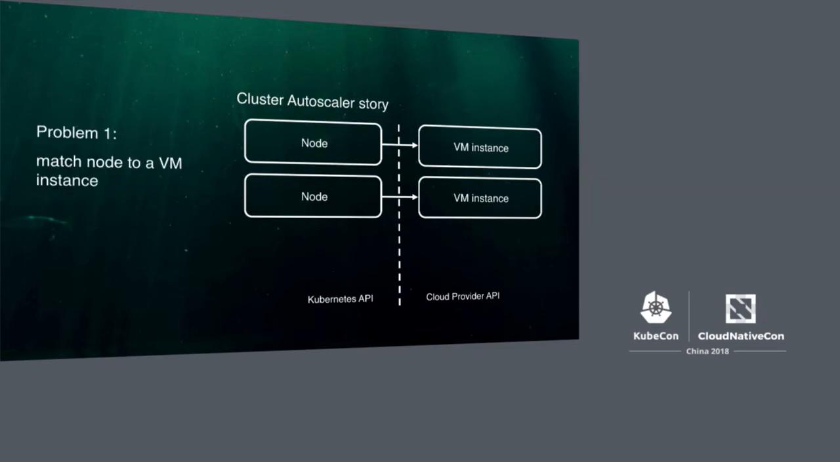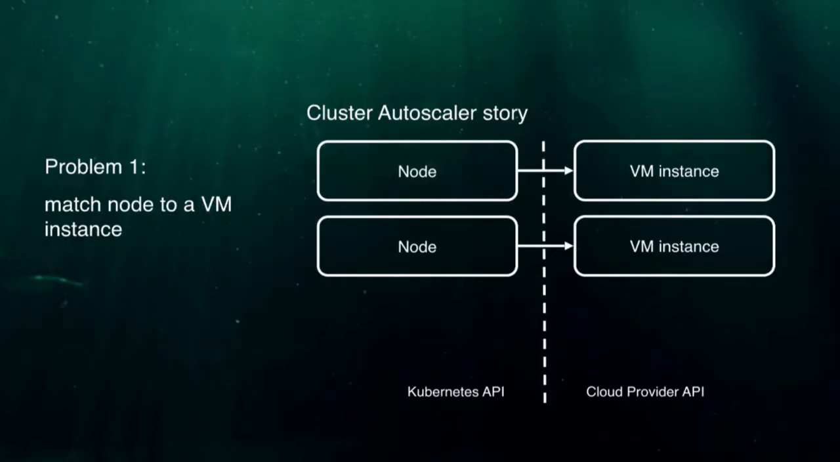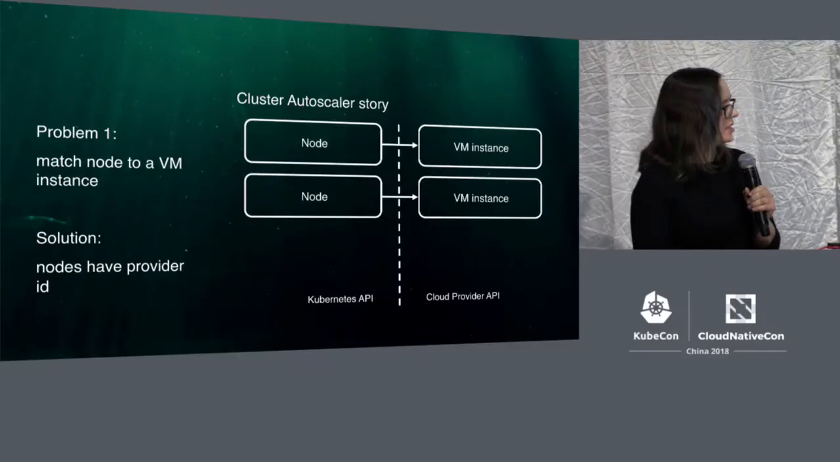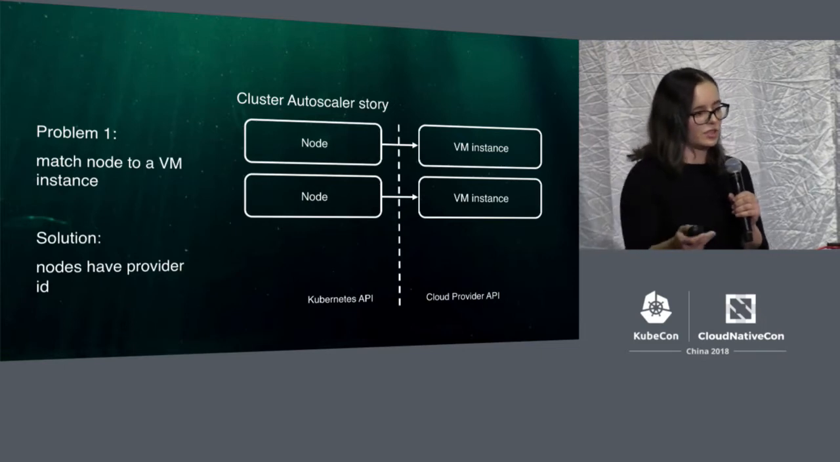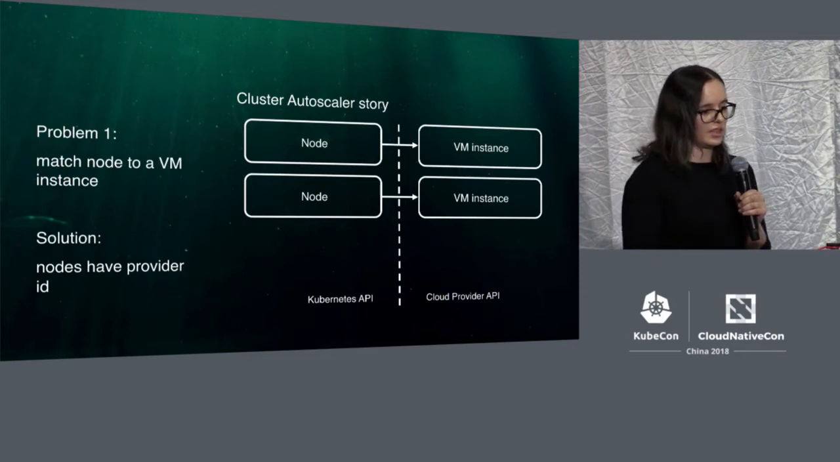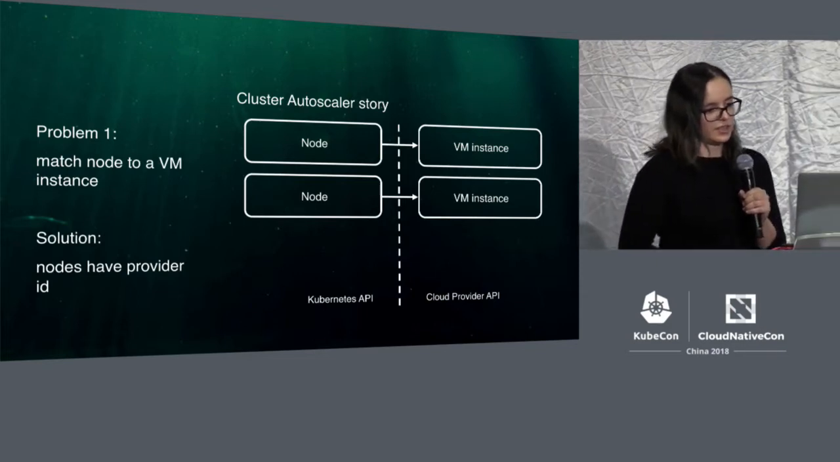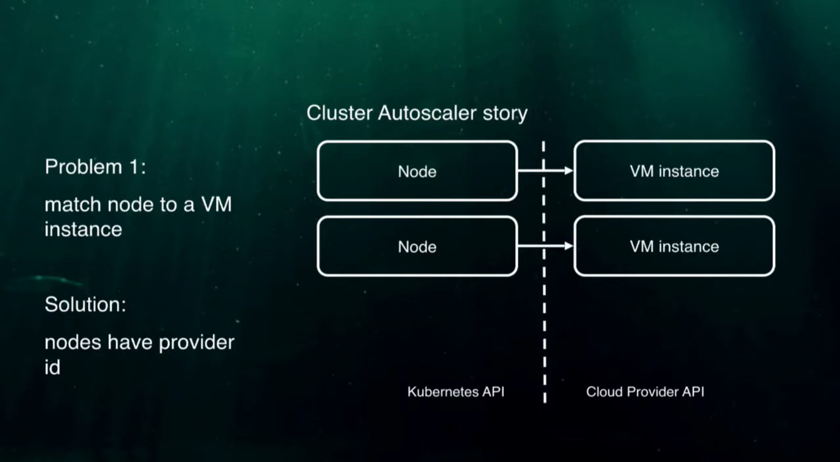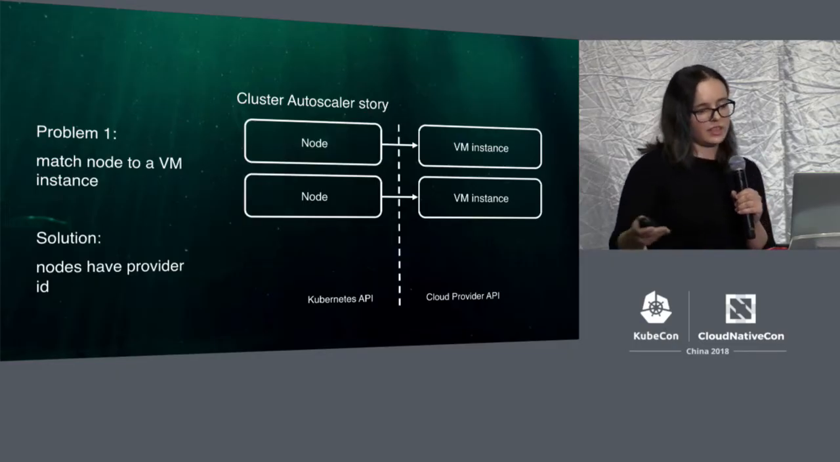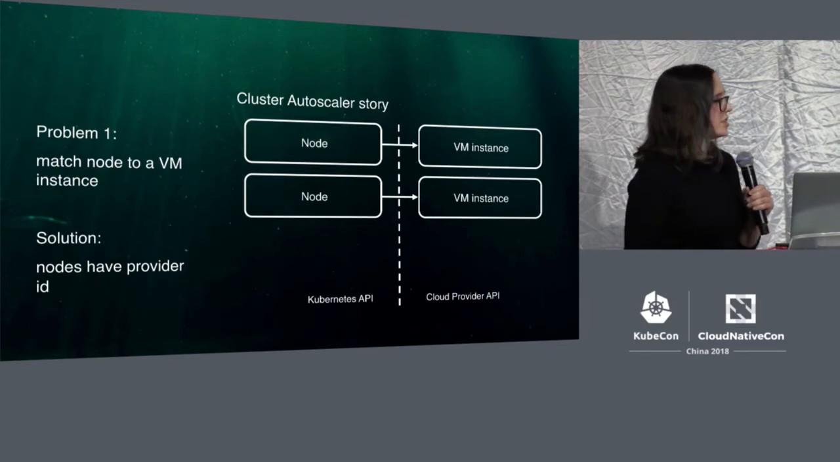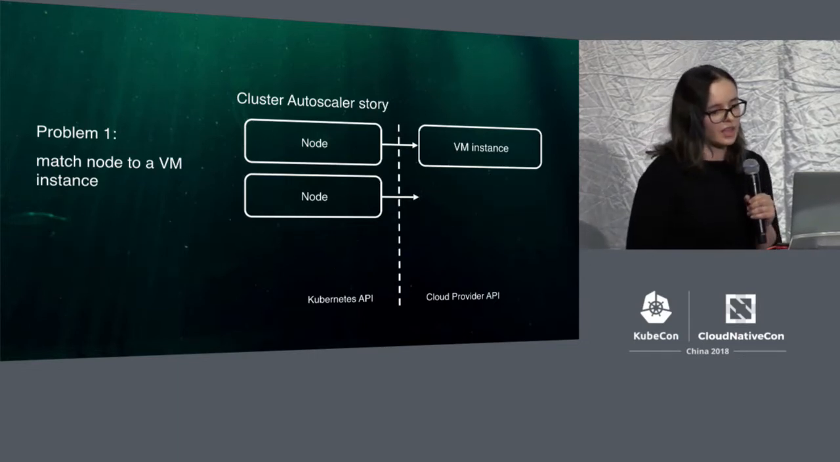So problem one is how do we match node to a VM instance? This one is easy, right? Node objects have provider ID, which should be set to some unique resource identifier that can be used to interact with the instance using Cloud Provider's API. That's how it works, in most cases at least. So the first thing you need to ensure when you want to run it on your own cloud is that the cloud controller for your cluster sets these provider IDs correctly, because cluster autoscaler absolutely depends on this.